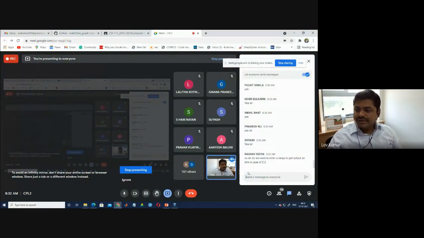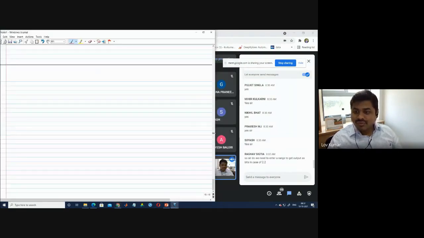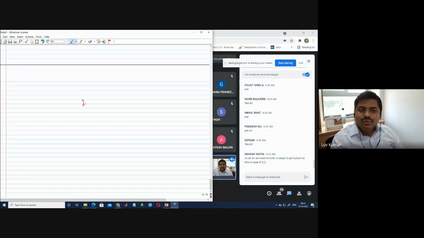Okay, so do we enter a range to get the output as bits? No, we cannot. You can just see this one. The system is going to store it. Okay, so what will happen? The system is going to store 2.2.